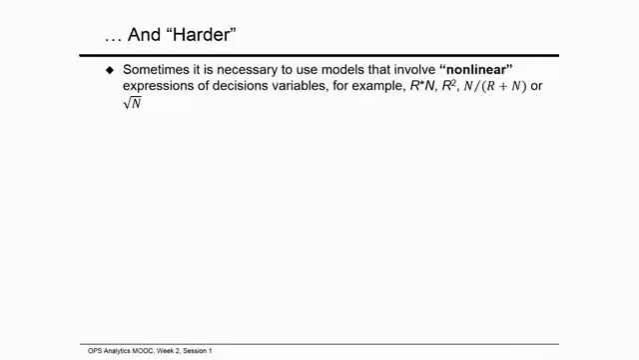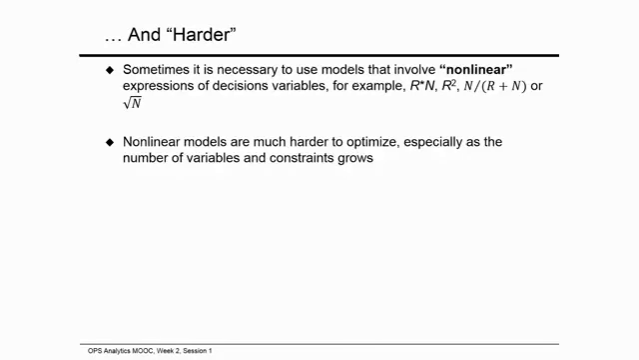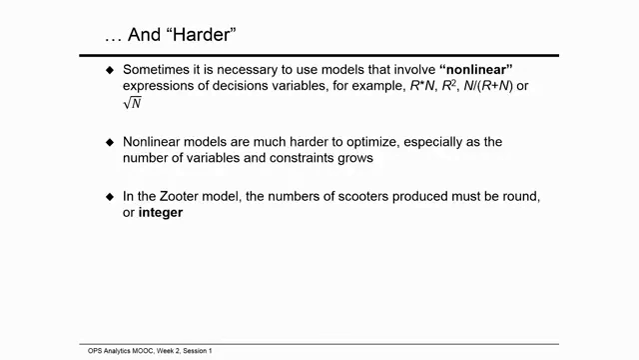Then there are harder to optimize models. One example of harder models is nonlinear models. When a model contains products of decision variables, ratios of decision variables, powers of roots of decision variables, anything beyond linear function, such model is nonlinear, and those models are harder to optimize, especially if they have large numbers of variables and constraints. Even if your model is linear, adding integer requirements on the decision variables can also significantly complicate optimization process. So to summarize, the easiest class of models to deal with are linear models with variables that are allowed to take any fractional values.